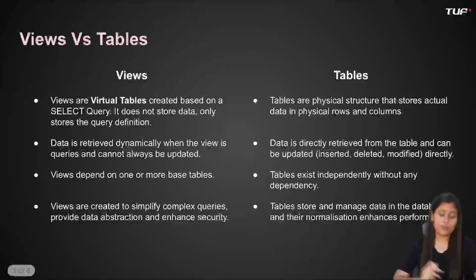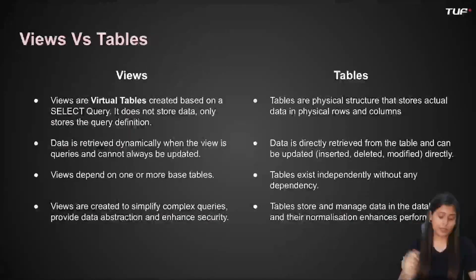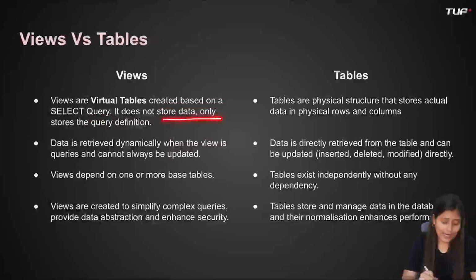Now let's see the difference between views and actual tables. Views are also called virtual tables and are created based on a select query. A view does not store data, it stores the query definition. It does not store anything. Tables are a physical structure that stores actual data in physical rows and columns. So this is the basic difference between views and tables.